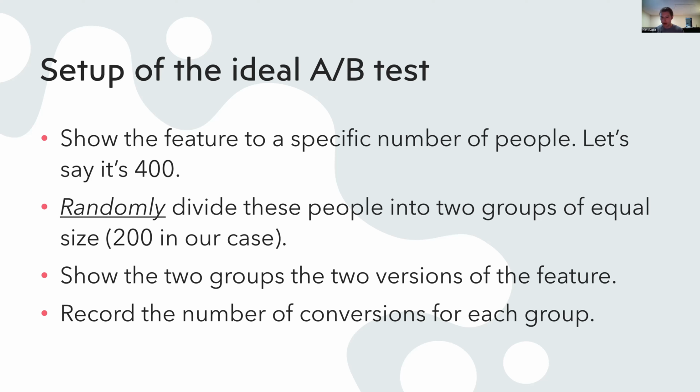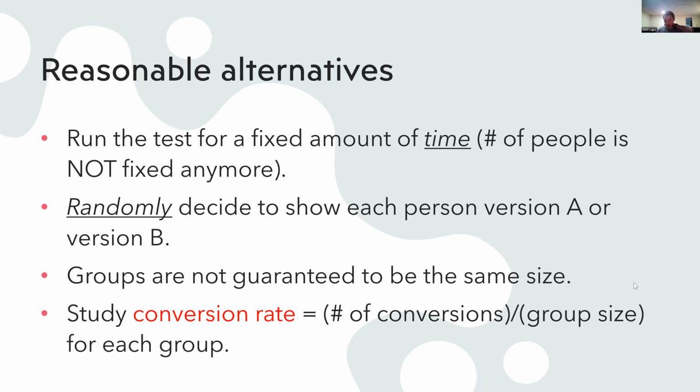We shuffle the people around randomly into two groups. The randomization part is really important, and we'll talk about that in a little bit, but I want to highlight that part of this setup. Then we'll show the two groups the two versions of the feature, and record the number of conversions for each group. That'll be the basic data of the A/B test. You don't always have to do the test that way. There are some reasonable alternatives that you can still analyze in a pretty rigorous way.